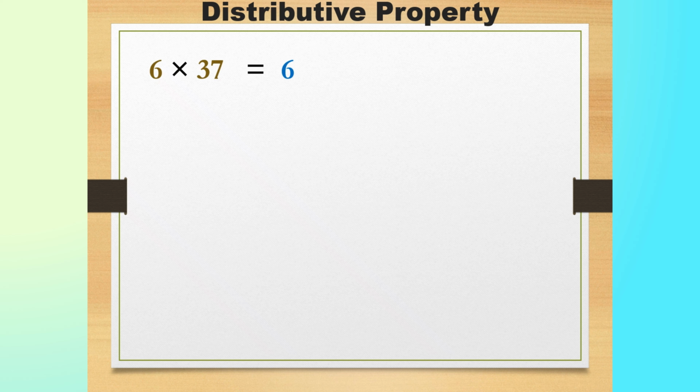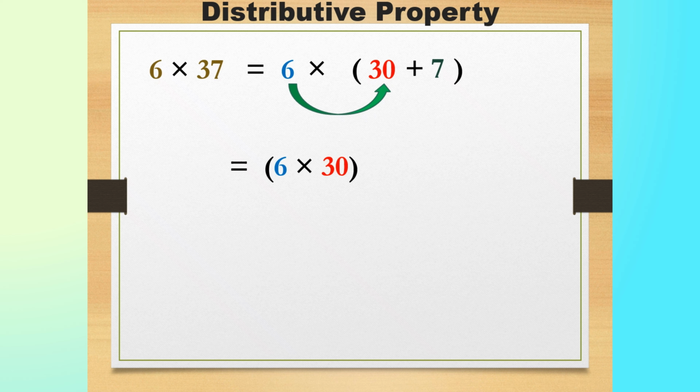So the first factor is 6. We break apart the second factor into tens and ones. 37 will be broken into 30 as the tens and 7 as the ones. Now we go ahead and multiply 6 times 30 plus 6 times 7.